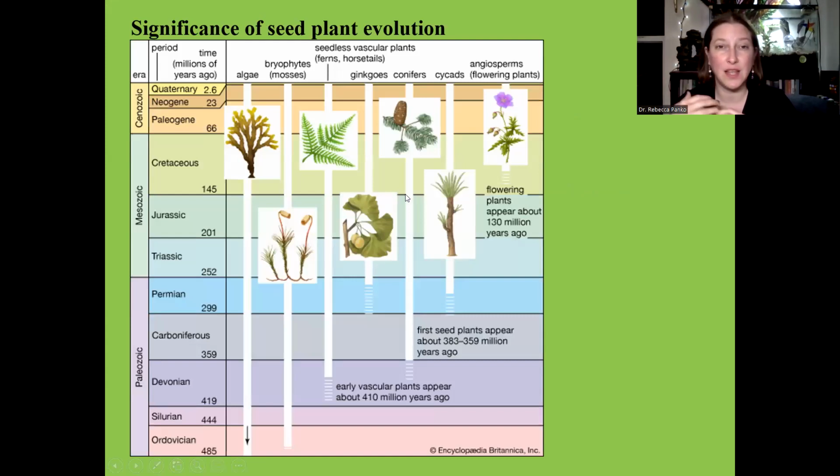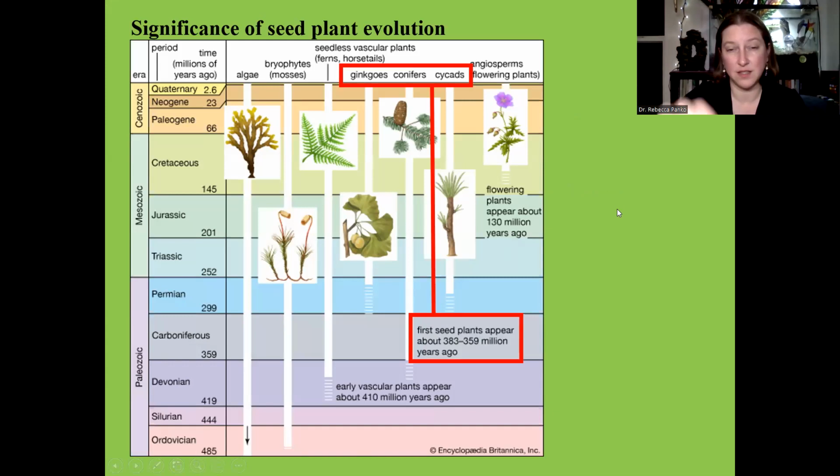If we were to look at the history of plants on Earth, we've seen this slide before, back in the day. But if you look here, the first seed plants show up around just under 400 million years ago.